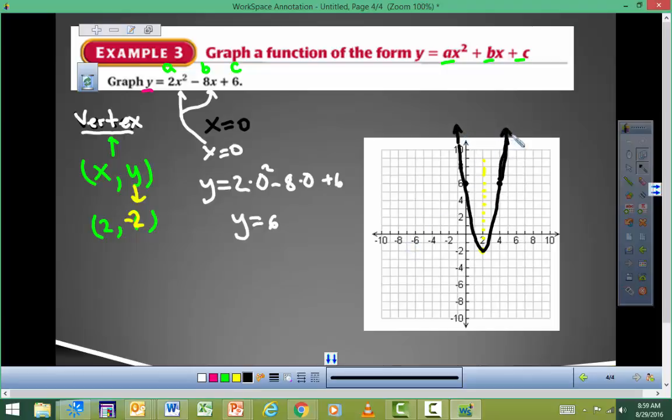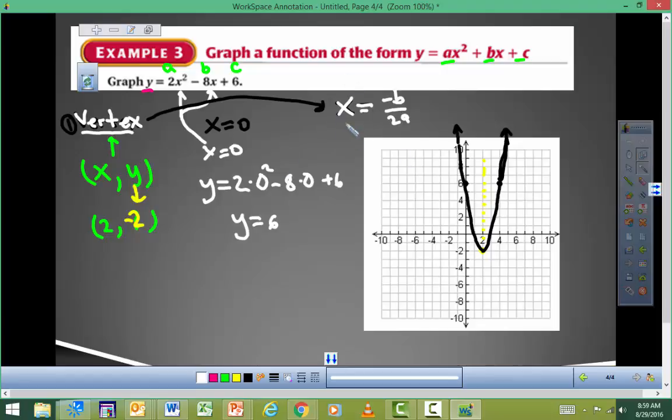So what we want to do then are steps on how to graph these. Number one, we want to find the vertex. To find the vertex, remember what we do. We find the x-coordinate first. The x-coordinate is equal to negative b over 2a. You guys see that?